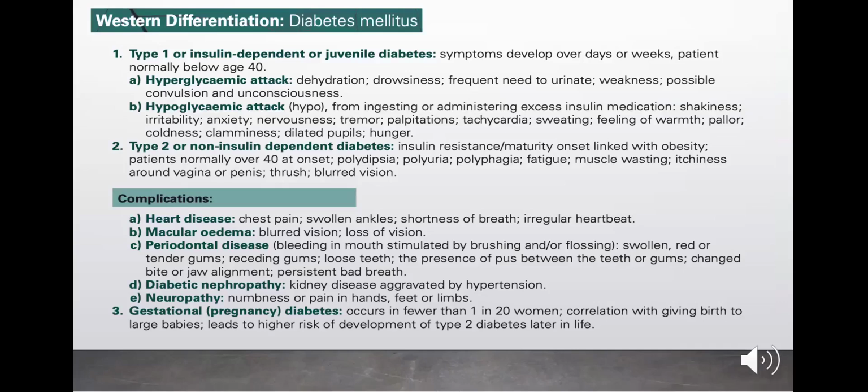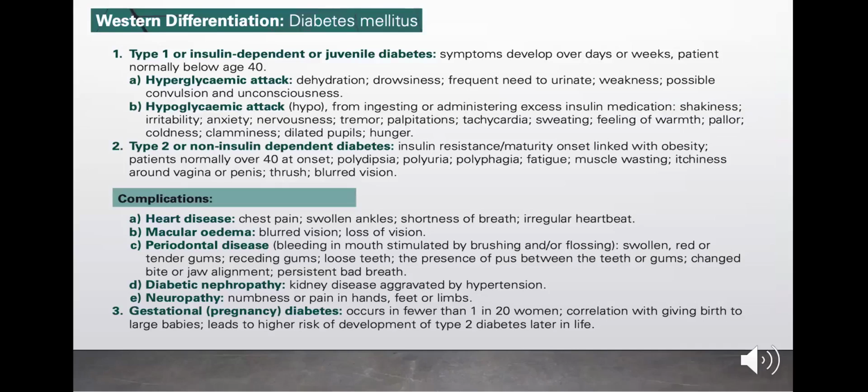Type 2, or non-insulin dependent diabetes, is insulin resistance, maturity onset linked with obesity. Patients are normally over 40 at onset. There will be polydipsia, polyuria, polyphagia, fatigue, muscle wasting, itchiness around the vagina or penis, thrush, blurred vision.